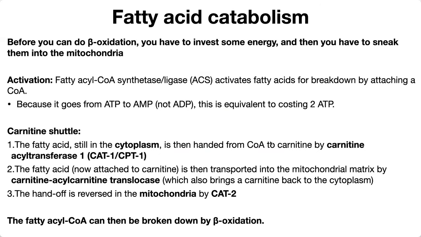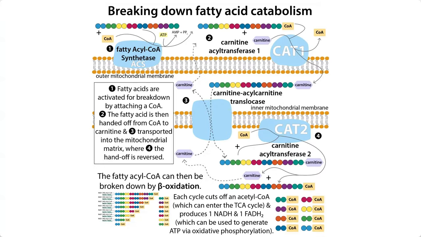Before we can actually do beta oxidation, you have to invest some energy and sneak those fatty acids into the mitochondria. The activation happens through fatty acyl-CoA synthetase, or lyase, as ACS. What it does is it's going to spend ATP, the equivalent to spending 2 ATP, in order to attach a CoA to your fatty acid. That leaves you with the fatty acyl-CoA.